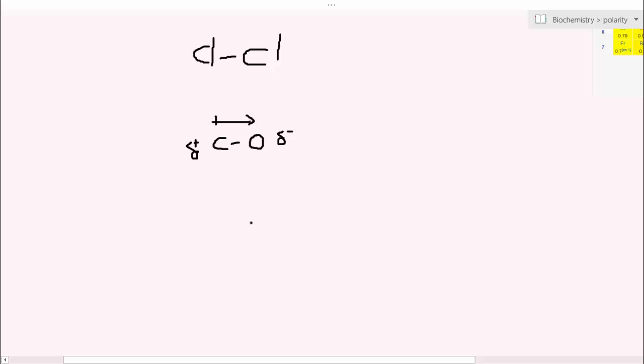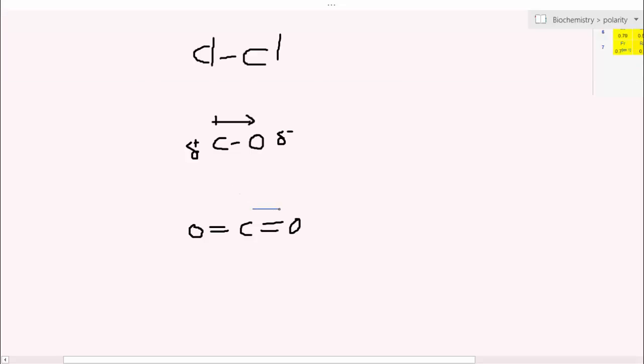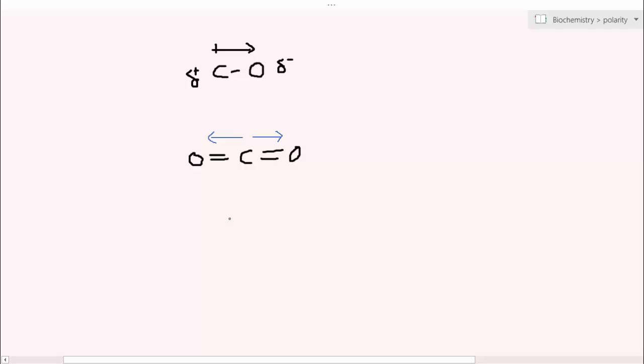Let's put that in a molecule. For example, CO2, carbon dioxide. Carbon dioxide has two polar bonds. But does that mean that it is a polar molecule? Well, not every polar bond makes a polar molecule. Here, as you can see, the arrows are canceling each other. They are pointing opposite to each other. So the net dipole moment will be zero.